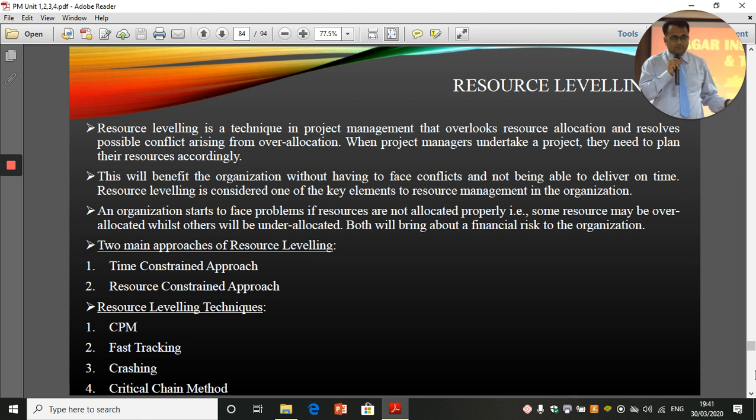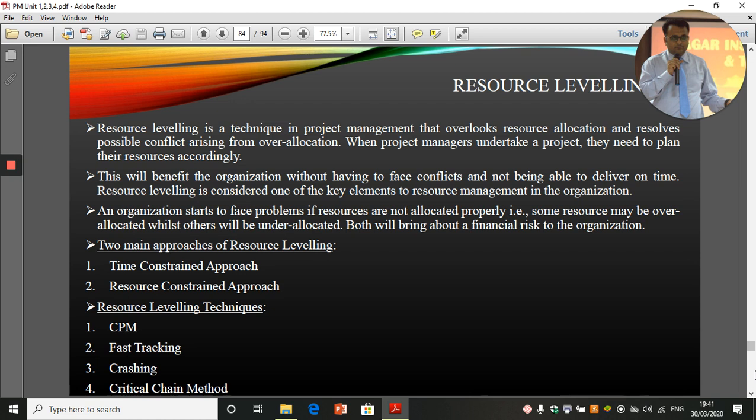An organization starts to face problems when resources are not allocated properly, some resources may be over-allocated while others may be under-allocated. Both will bring about a financial risk to the organization because you're wasting your resources and you're not making the proper products.